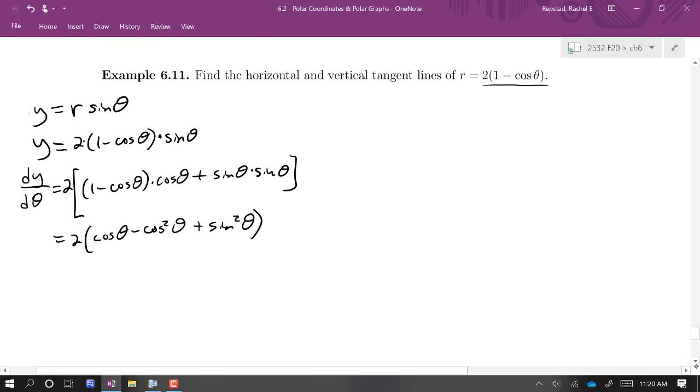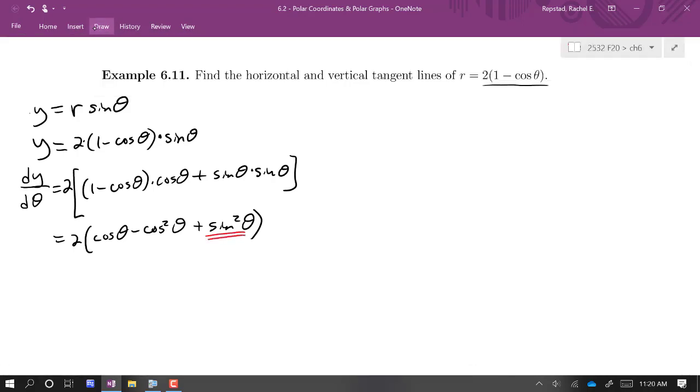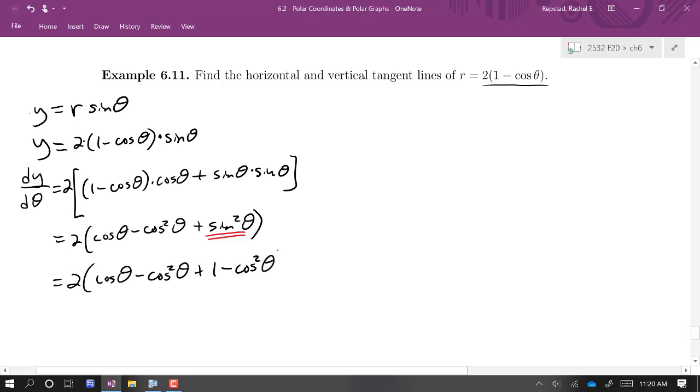And we're looking for horizontal and vertical tangents. So we're looking at dy d theta to get horizontal tangents. Our whole point is to figure out where this is equal to 0. So that's what I want to move toward. I want to do things that'll make that easier. I'm going to use Pythagoras on this, and I'm going to write everything in terms of cosine. So that's 1 minus cosine squared theta.